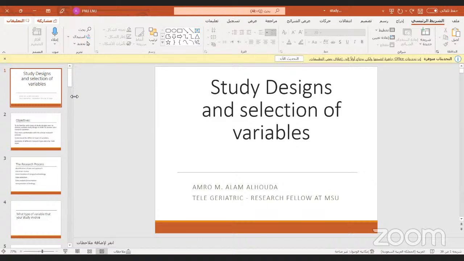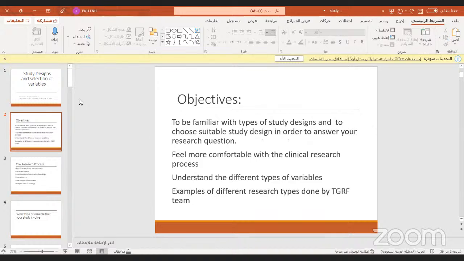Yeah, that's perfect. Okay, I'm going to talk about the design and selection of the variables. Firstly, I want to thank Dr. Nader for giving me this opportunity to present this topic. The objectives of this topic are to make everyone familiar with the types of study design and to choose a suitable study design in order to answer your research question. Also to feel more comfortable with the clinical research process and understand the different types of variables involved in your research. Also give some examples of different research types which have been done by the fellowship teams previously.